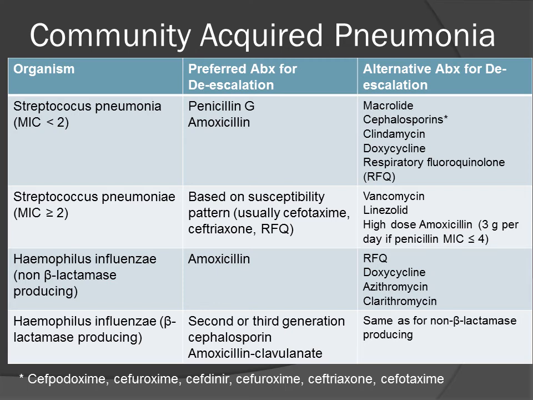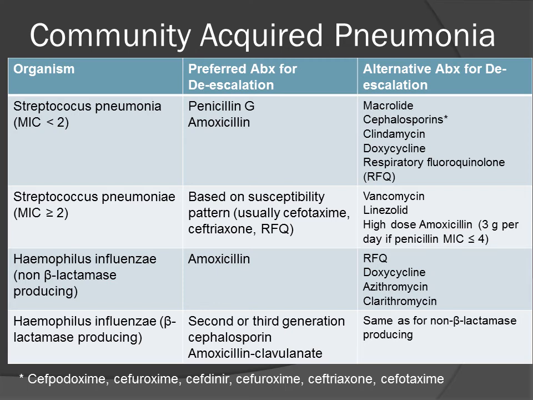The guidelines give further guidance on preferred antibiotics for de-escalation based on the organism that you believe to be isolated, or the organism that you believe is most likely the causative agent. For Streptococcus pneumoniae with a minimum inhibitory concentration of less than 2, you can use penicillins for that. If you have a penicillin allergy, you can use some of the different cephalosporins. You can use a macrolide, such as azithromycin. You can use Clinda, Doxy, or a respiratory fluoroquinolone, such as Levaquin or moxifloxacin.